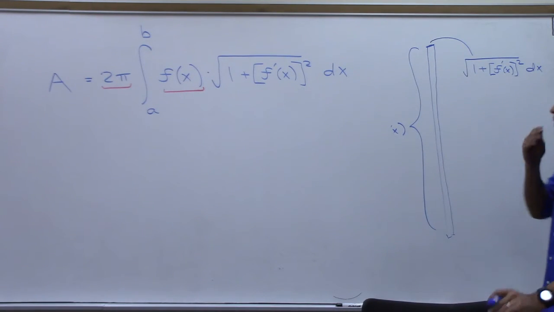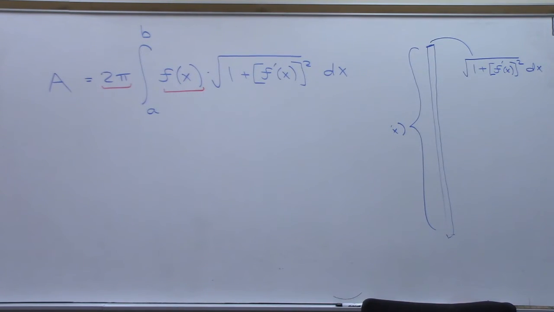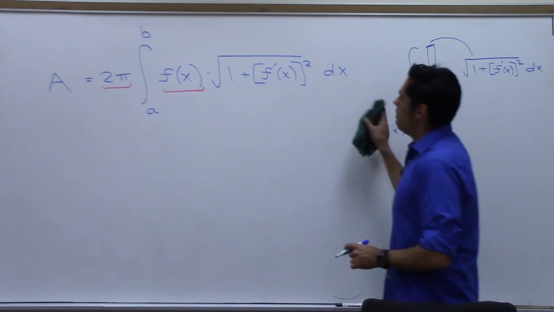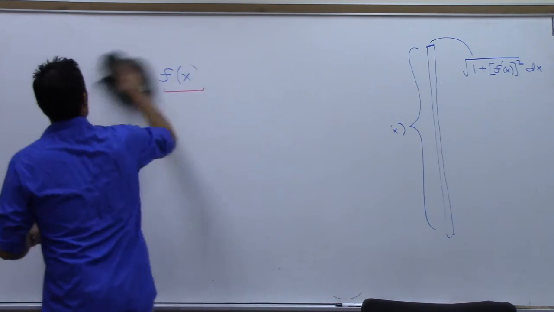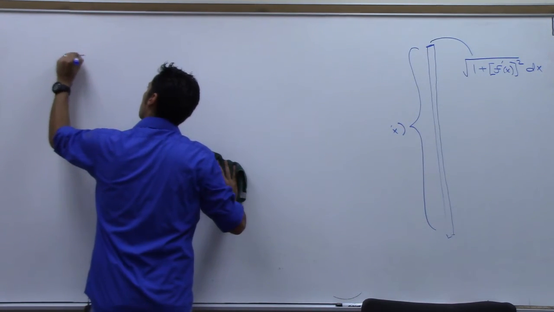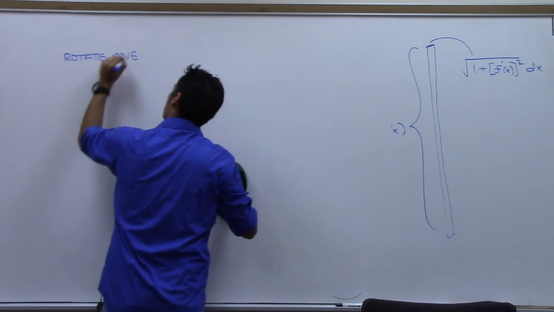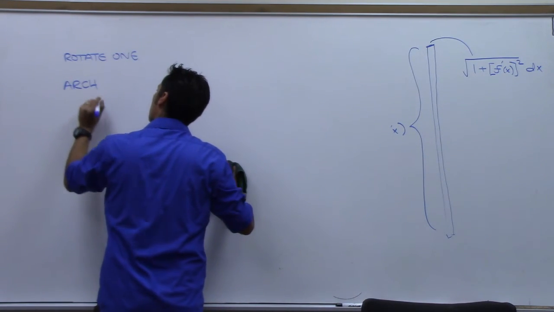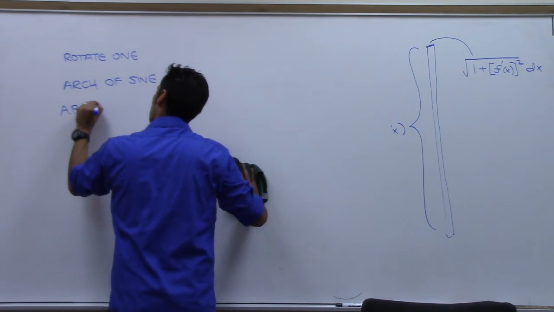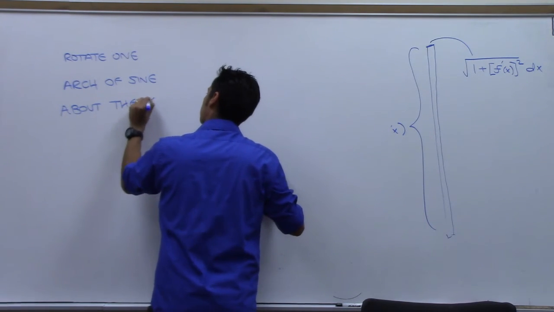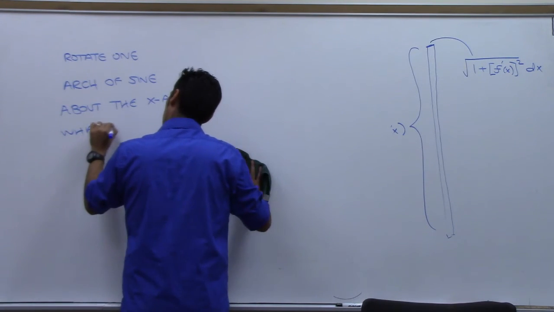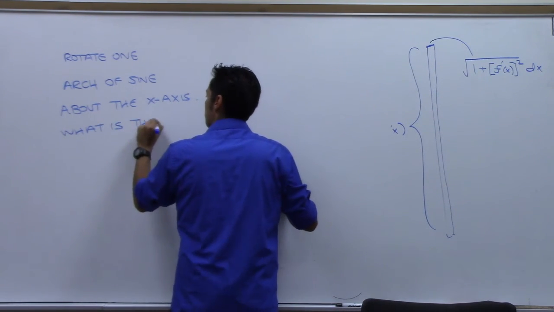All right, how about this? Let's take, I want to do one example, all right? Rotate one arc of sine about the x-axis. What is the surface area?